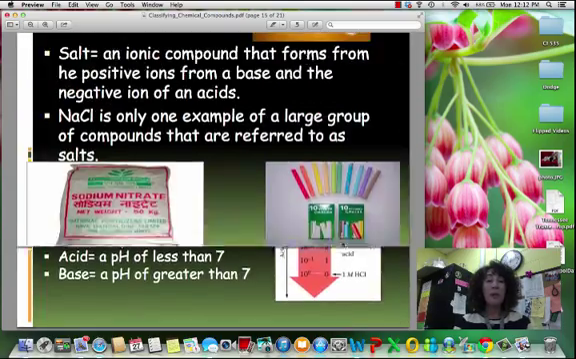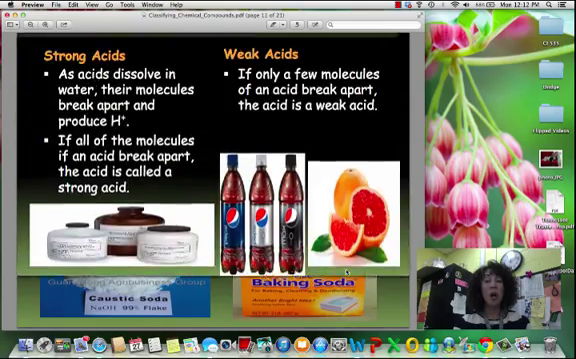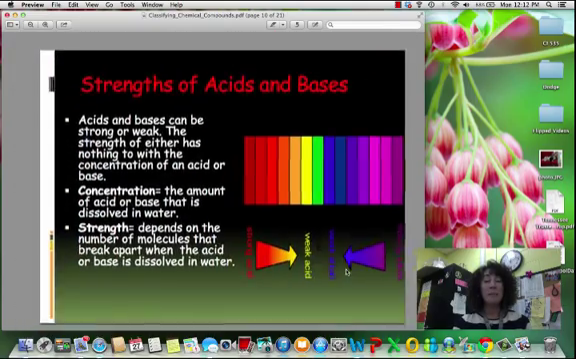Okay, well, that wraps up our brief introduction into classifying chemical compounds and, of course, talking about those acids and bases.